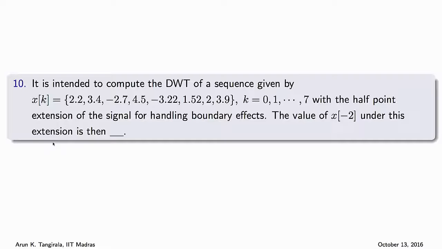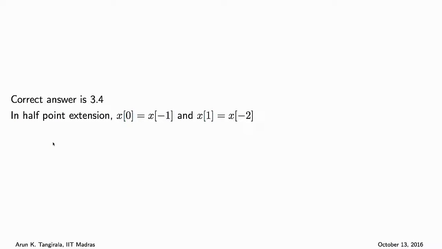If I look at the left extension under the half point extension idea, x at minus 1 would be 2.2 and x at minus 2 would be 3.4. So, the symmetry lies between 2.2 and 2.2, essentially 2.1, and under such an extension we have just answered the question, value of x at minus 2 is simply 3.4. Fairly simple question, but it's a good thing because it forces you to go and re-look at the different extensions that one has. All right.